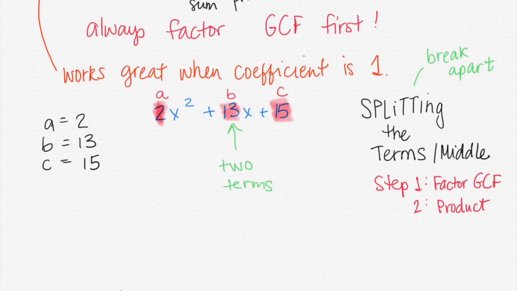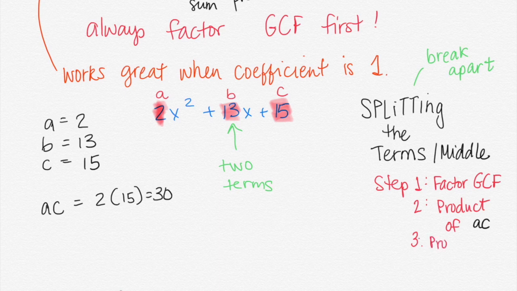So A is going to be 2, B is going to be 13, and C is going to be 15. So that you understand what I mean when I say step 2, get the product of A and C. I want you to multiply the number that stands for A and the number that stands for C. In this case, 2 and 15, which make 30.